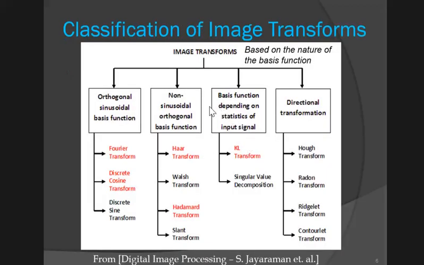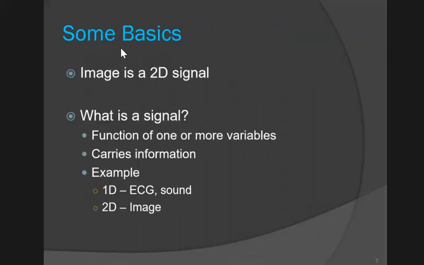These are different categories of image transform, and mainly we are interested in the Fourier transform. Now we'll see some of the basic concepts. We know that our image is a 2D signal, and we have discrete values for individual pixels. So our image is a 2D discrete signal. And what is a signal? It is a function of one or more variables, right? And these signals carry information. For example, a 1D signal like an ECG signal or a sound signal carries some information, right?